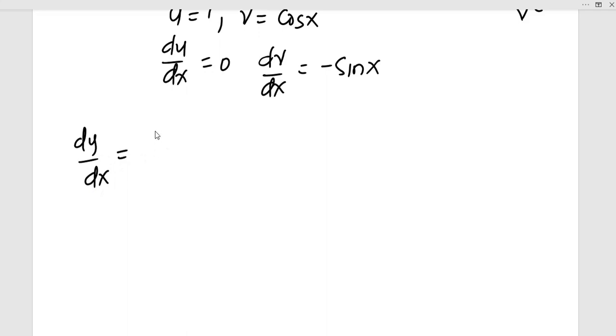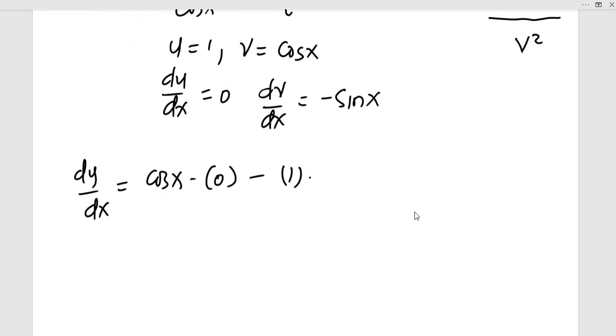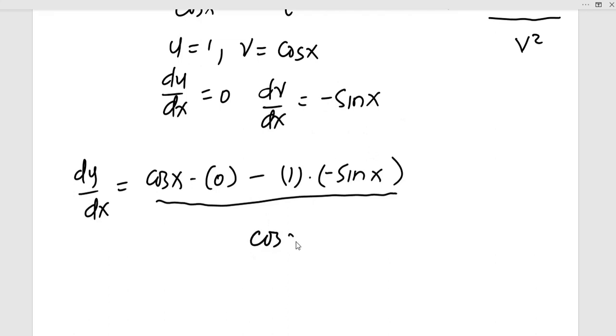Now dy dx is equal to v du, so v is cos x, times du, which is 0, then minus u, which is 1, times dv dx. dv dx, we have already seen that it is negative sine of x. Then divided by v squared. v squared is cos x everything squared. Now simplify this. This becomes 0.